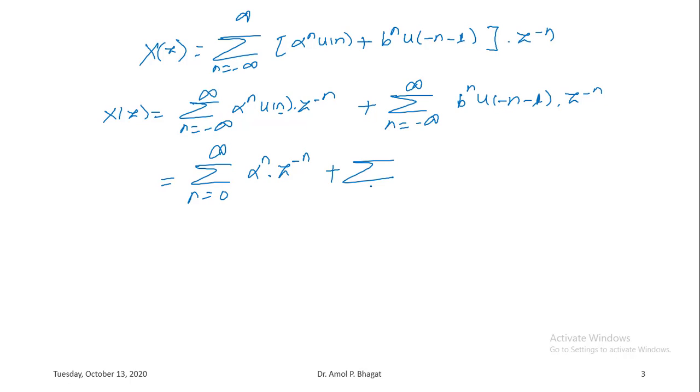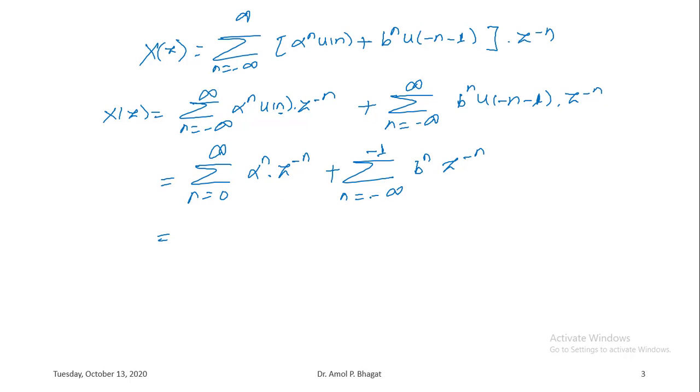So here again you can simply eliminate the positive values of n, that is you can eliminate 0 to infinity, you can only keep n is equals to minus infinity to minus 1. Okay, so this b raised to power n will be 1 upon b to the power minus n, times z to the power minus n.